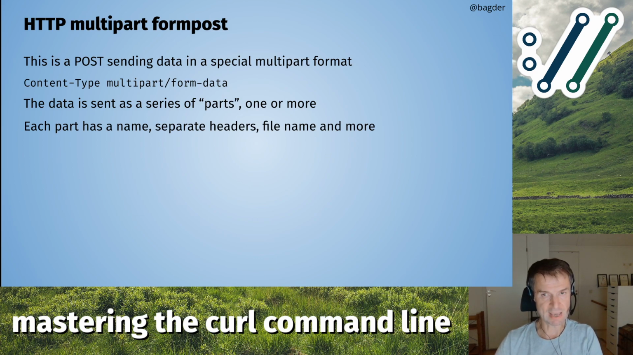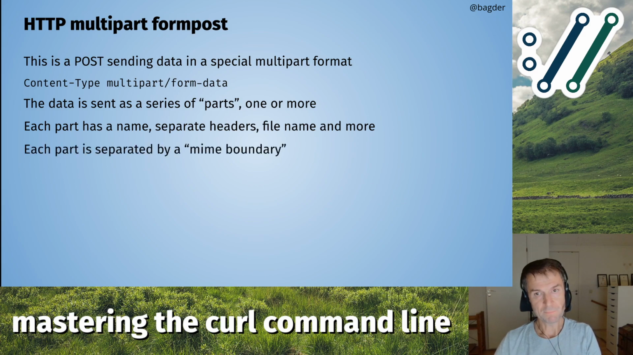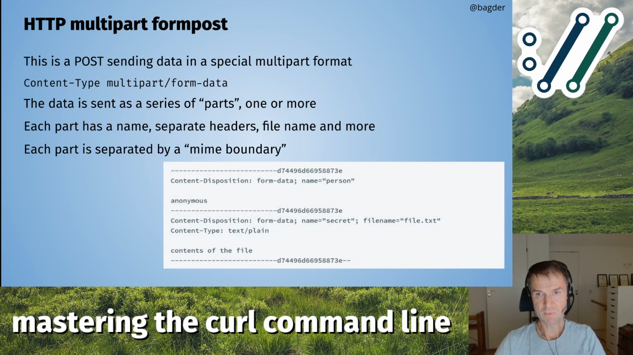And each part has a name. It has its own set of headers, file name, and more. And they're separated by MIME boundaries. I'll show you how it looks. Basically, like this. There's first a MIME boundary. That's the line with dashes and a random number. It's basically just a random thing. It's a separator.